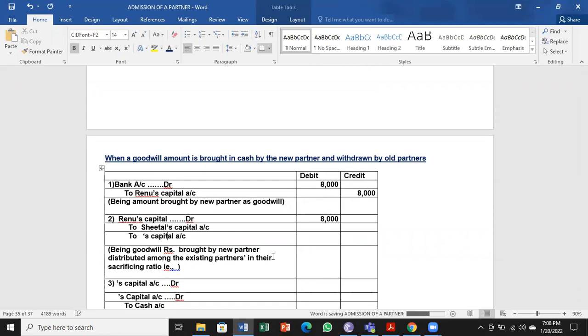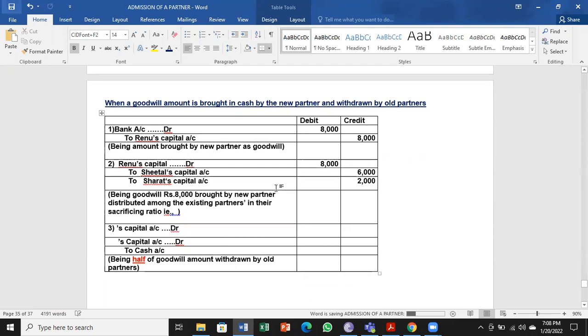That will tell you you're on the right track. That amount to be divided among Sheetal and Sharat in their sacrifice ratio. That is nothing but 3:1. 6,000 and 2,000. So in journal narration for the journal entry, you can see being goodwill rupees 8,000 brought in by new partner, distributed among the existing partners in the sacrifice ratio. That is 3:1, equal to 4.